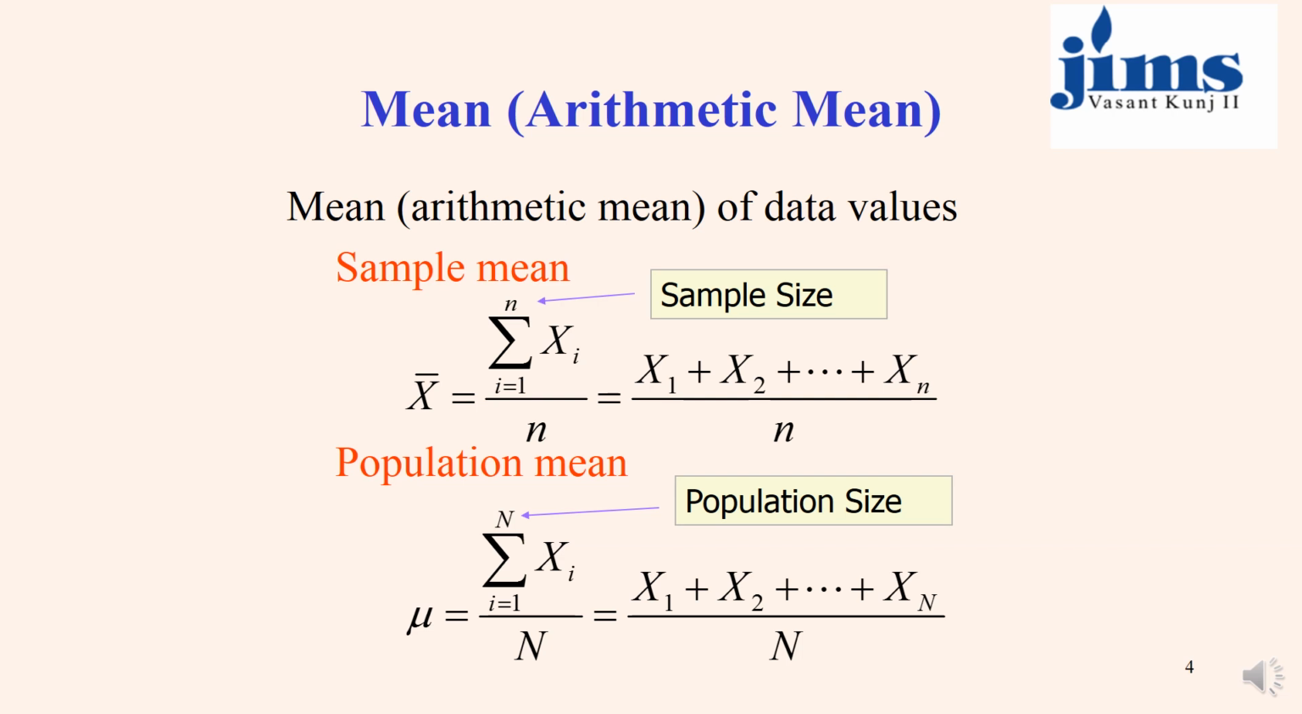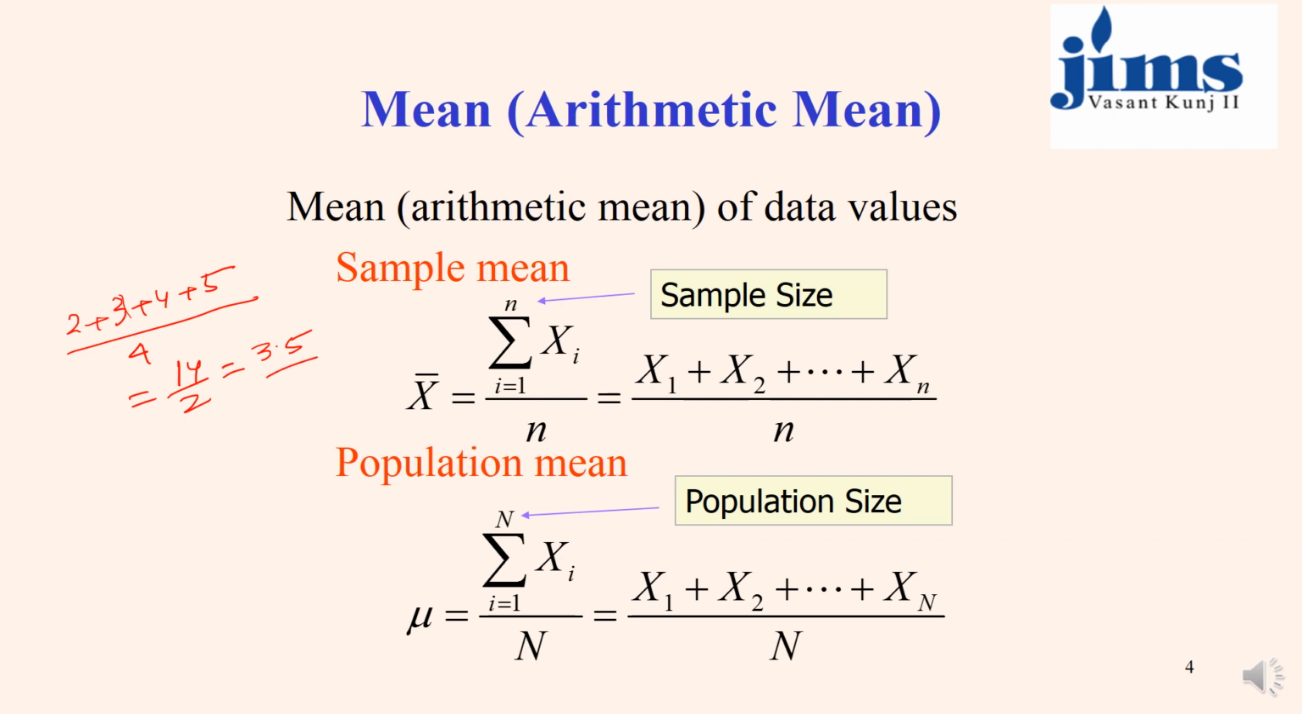Meaning of arithmetic mean. Here the data are given. We have to find out the arithmetic mean of the data. Sample means, if the data are given like this: 2 plus 3 plus 4 plus 5. If you want to find out the mean, how many data are there? 4. Divided by 4. 5 plus 4, 9, 9 plus 3, 12, 12 plus 2, 14, 14 divided by 4, that is equal to 3.5.